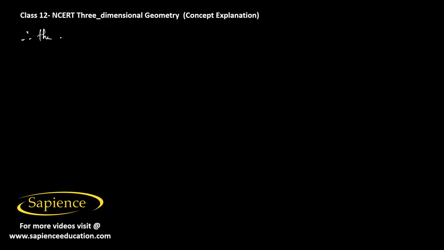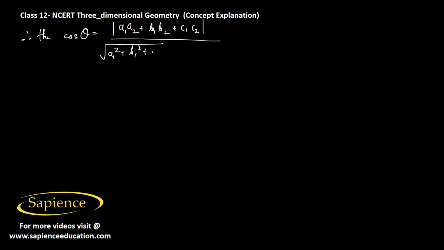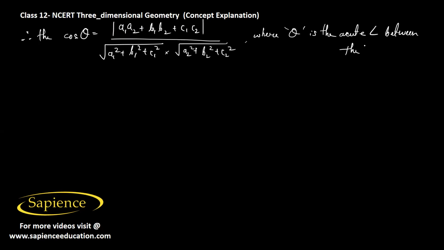Therefore, the value of cos theta is equal to the mod of a1 a2 plus b1 b2 plus c1 c2, divided by the square root of a1 square plus b1 square plus c1 square, into the square root of a2 square plus b2 square plus c2 square, where theta is the acute angle between the two lines in space.